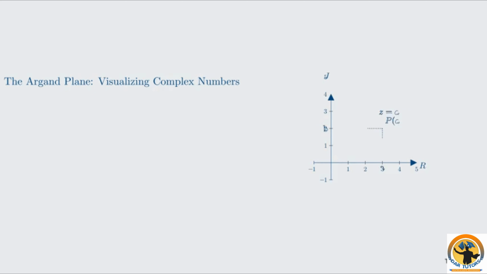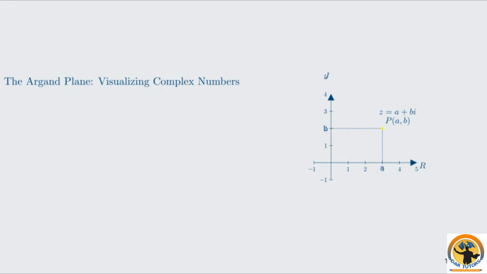So far, we've thought of complex numbers as algebraic expressions, but they also have a powerful visual interpretation. We can represent any complex number z equals a plus bi as a point (a, b) in a coordinate plane. This plane is called the complex plane or the Argand plane. It looks a lot like the Cartesian plane you're familiar with, but the axes have different names. The horizontal axis, corresponding to the x-axis, is now called the real axis. The vertical axis, corresponding to the y-axis, is now called the imaginary axis.